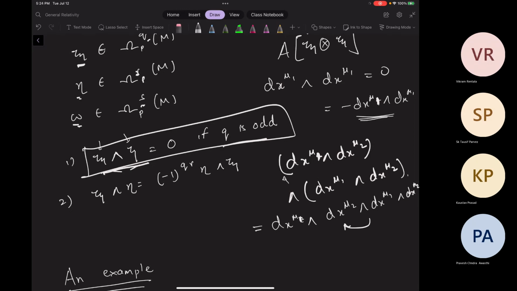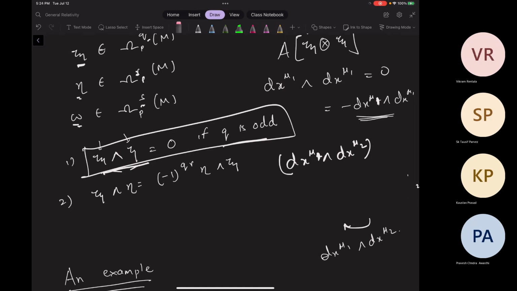But now if I exchange this, then this is minus, I'll get dx mu1 wedge dx mu2. Oh, sorry, I think I needed to be more general here. I needed to be more general here about the choice of Xi. Okay, it'll become clear in a moment why that's true.